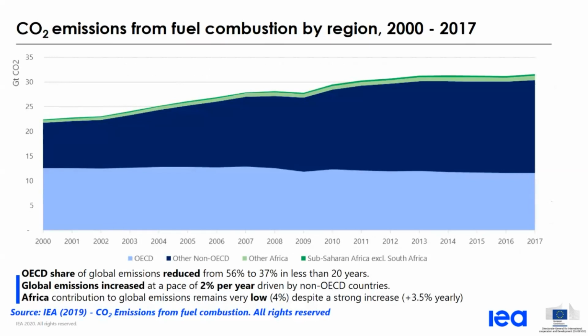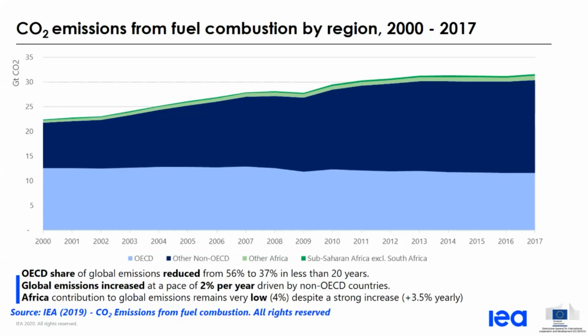Now we can speak a bit about CO2 emissions. Now I just show some figures and then Aidan will give you the important information on how we arrived to calculate this. These are the global CO2 emissions from 2000 to 2017. You can see that the OECD share is very high, but it reduced from 56%, so more than half in 2000, and now, 20 years after, today it is almost 37%. So now it's less than half.